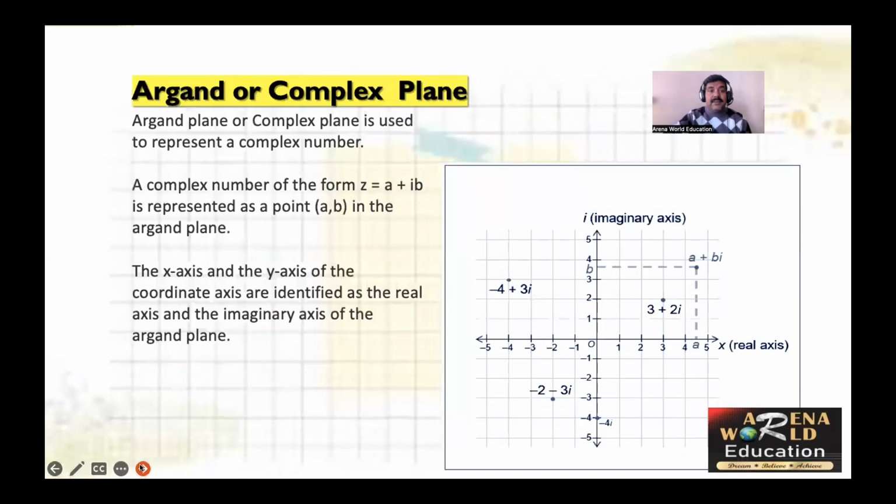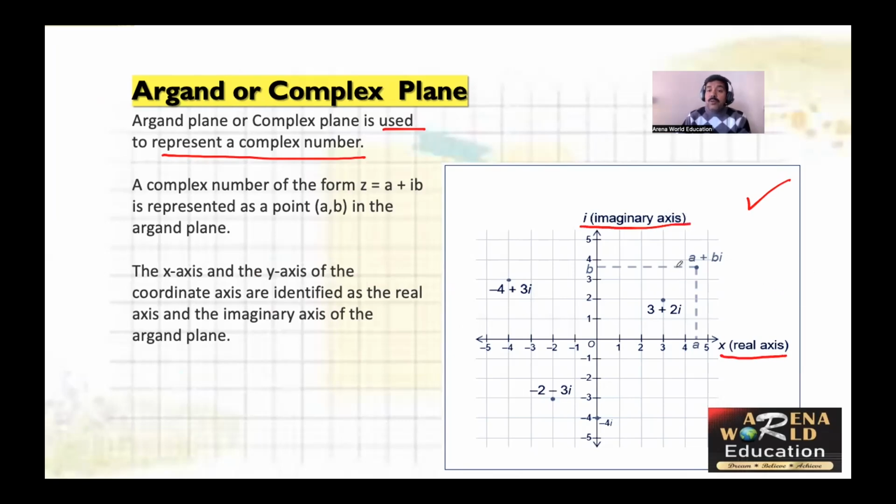Now, the next thing is the Argand or complex plane. The Argand or complex plane is used to represent a complex number. If we want to represent a complex number graphically, then we use the Argand or complex plane. You can see this is the Argand plane, right? This is very much similar to the coordinate plane. The only difference is here the x-axis is treated as the real axis and the y-axis is treated as the imaginary axis, right?